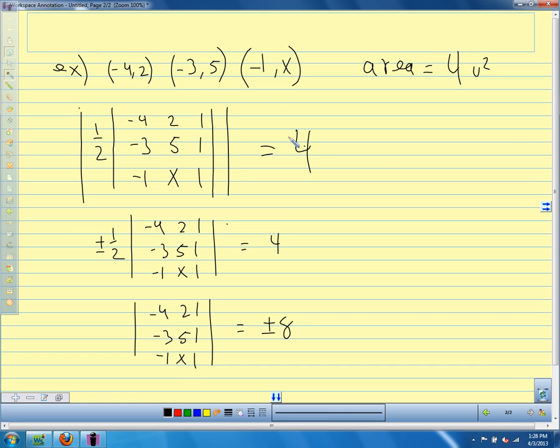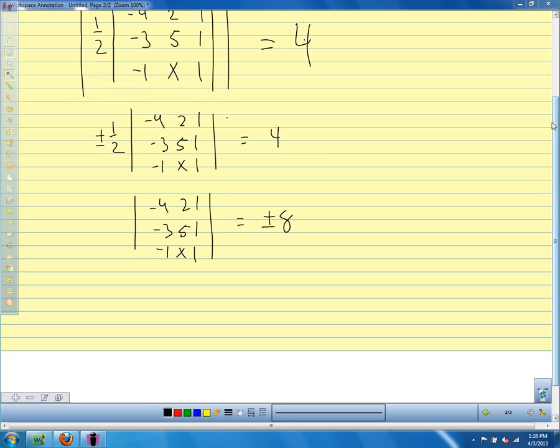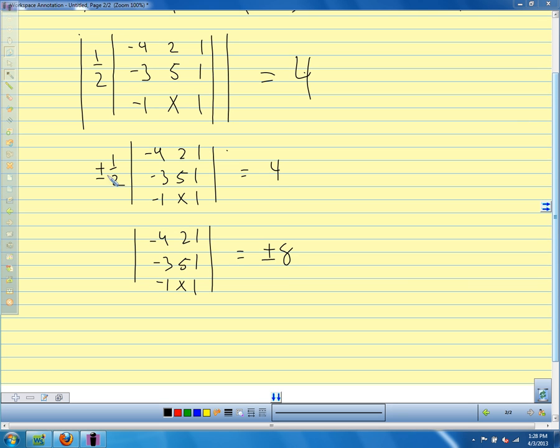Wait, how did you find that? How did I find? I just multiplied both sides by 2 to get rid of that 1/2. Multiplied both sides by 2. All right, so now I'm going to find this determinant.